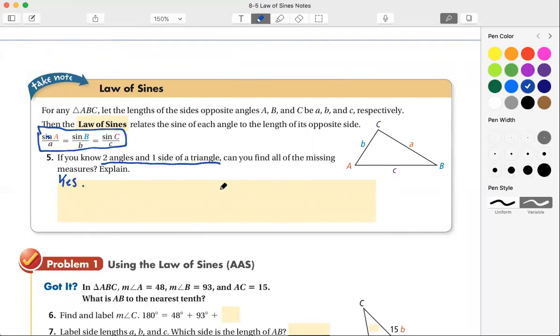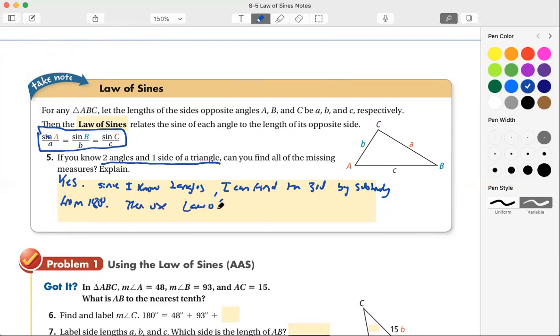So basically what happens here is, since I know two angles, I can find the third by subtracting from 180. Then use the law of sines to find missing side lengths.